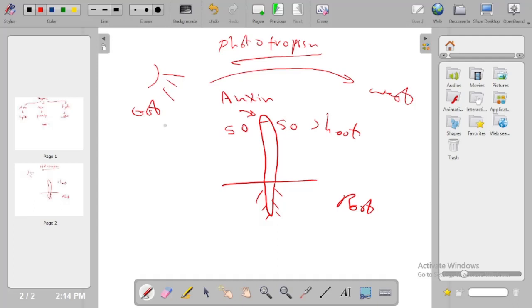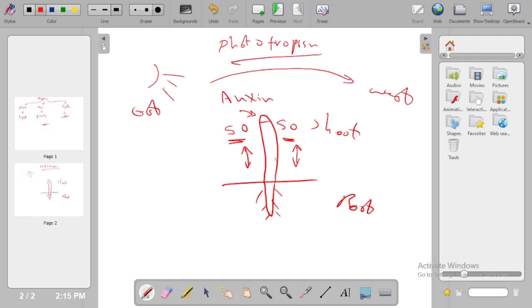As we say that the sun comes from the east and goes to the west, both sides, left side and right side, are affected by sunlight with equal amount. So as a response, the plant makes auxins with equal amount on both sides. And we said that the auxins help in growth, so this side will grow with the same percent as the other side. So the plant grows vertically without bending.